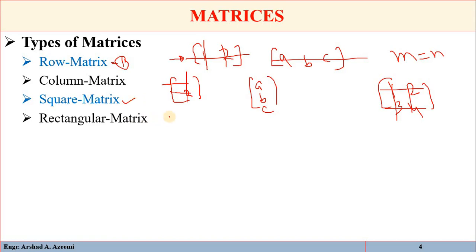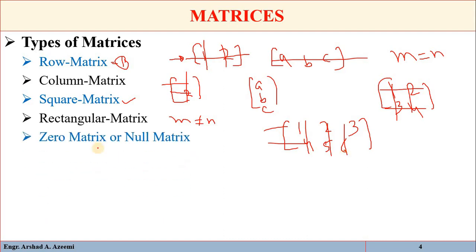Then we have the rectangular matrix. When the number of rows is not equal to the number of columns, it is called the rectangular matrix. Any matrix in which the number of rows and columns are not equal to each other is called a rectangular matrix. For example 1 2 3 4 5 6. In this matrix we have two rows but three columns, so it is called the rectangular matrix.